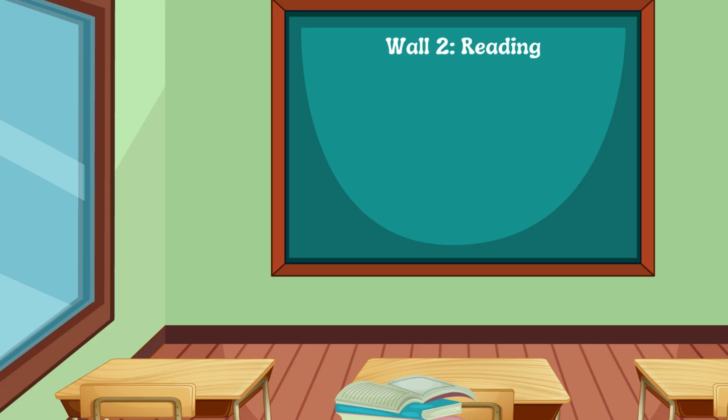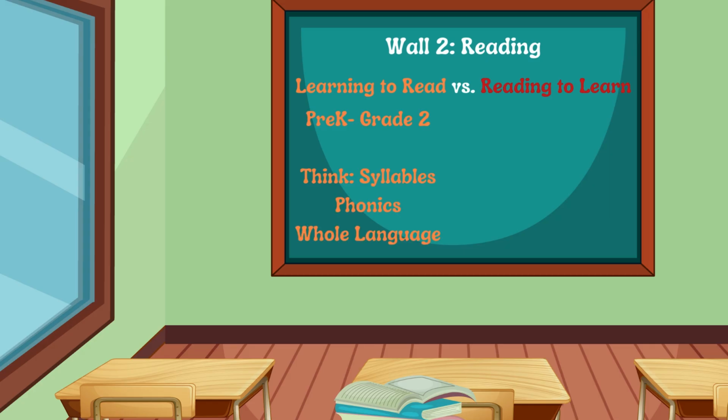Okay, Wall 2. Wall 2 is dedicated to reading. And I've seen these done in many different ways in all my years in the classroom. But there's two ways to think of reading. You're either learning to read or you're reading to learn. Kids in pre-K through grade 2 are usually learning to read. Think learning, phonics. You might use a whole language approach, syllables.